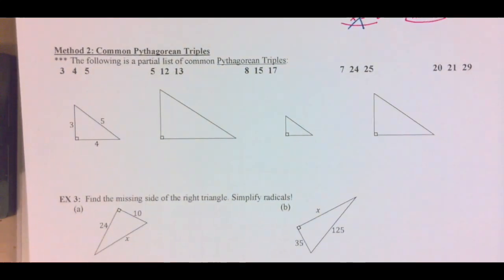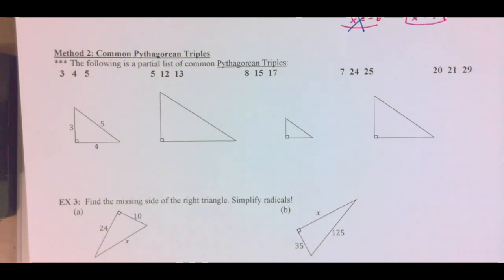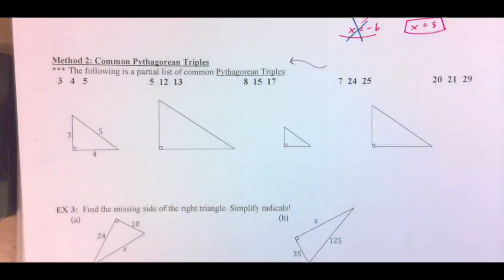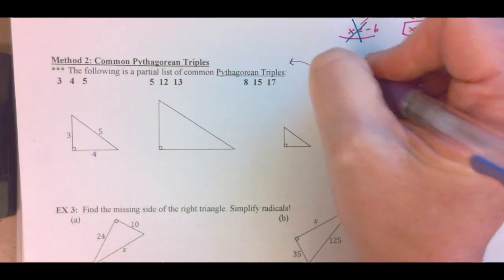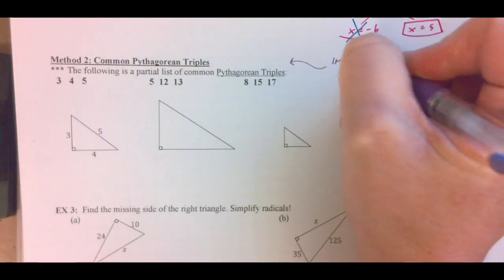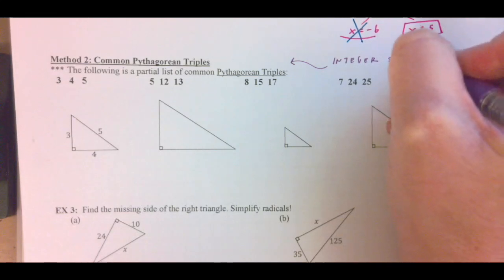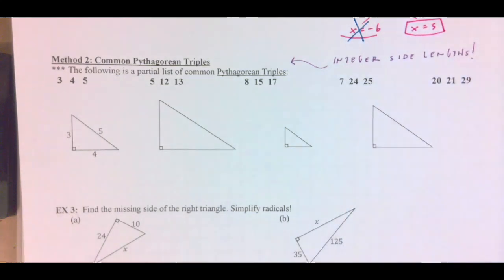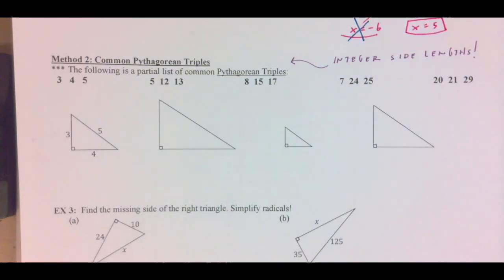All right, one last skill, method 2, looking at common Pythagorean triples. So here is a partial list of common Pythagorean triples. And all that means is that these are right triangles that have integer side lengths. And there's really infinitely many Pythagorean triples that exist. These are the ones that show up the most often, that have the smallest values for the sides.